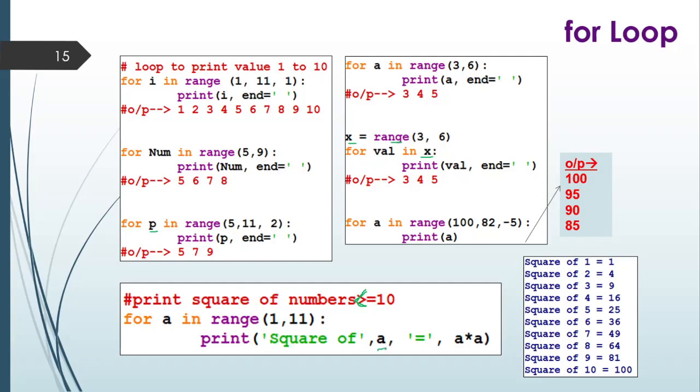So first a will get the value 1. The output will be square of 1 equals 1 into 1, so 1 will be displayed. After that a will get the value 2. The output will be square of 2 equals 2 into 2, 4. The output is displayed here. Square of 2, 4. Square of 3, 9. 4, 16. 5, 25. Like that up to 10. Square of 10, 100 will be displayed.